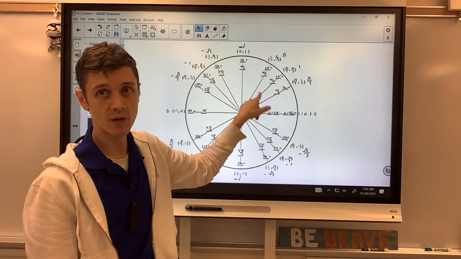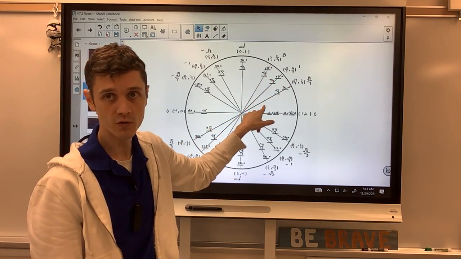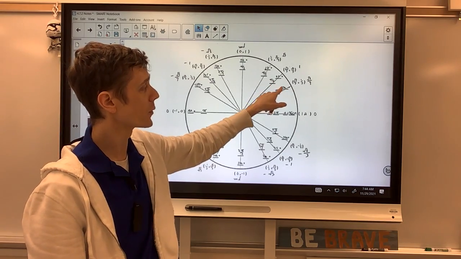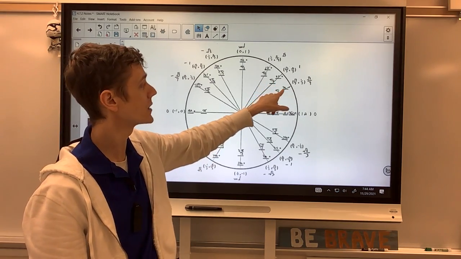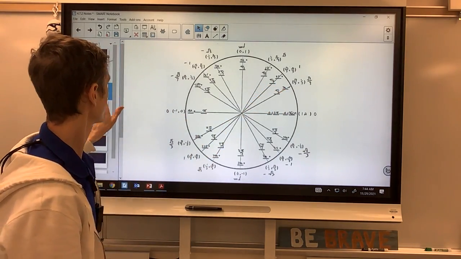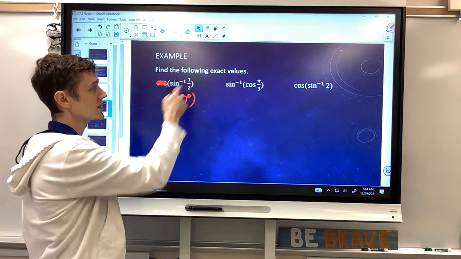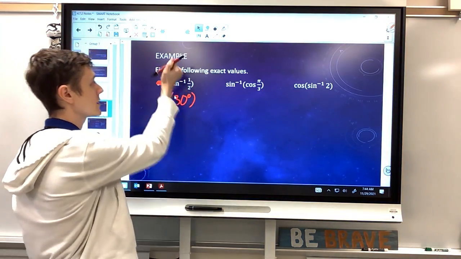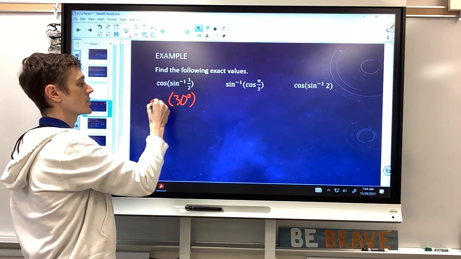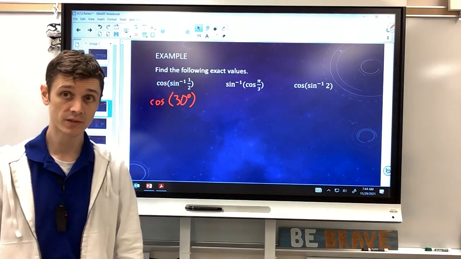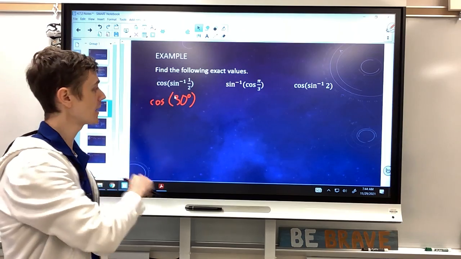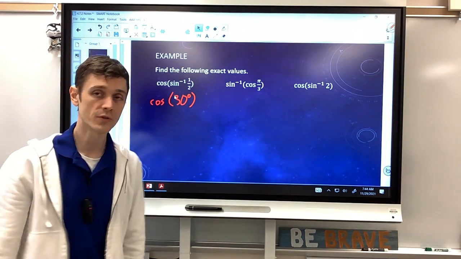or pi over 6. The directions on the question may specify which one they would want you to use, but in this case it's not going to matter either way because I'm going to evaluate another trig function after it. So let's say 30 degrees, and that came from evaluating what is sine inverse of 1/2. Well, now that I've done what's inside the parentheses, now let's focus on what we had outside the parentheses. So I'm going to the next function from right to left. What is cosine of 30 degrees?